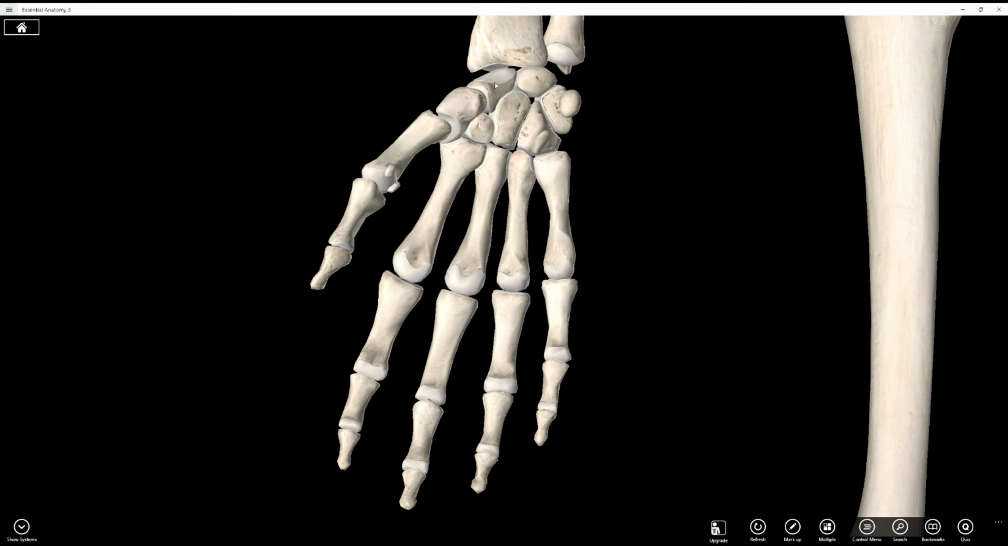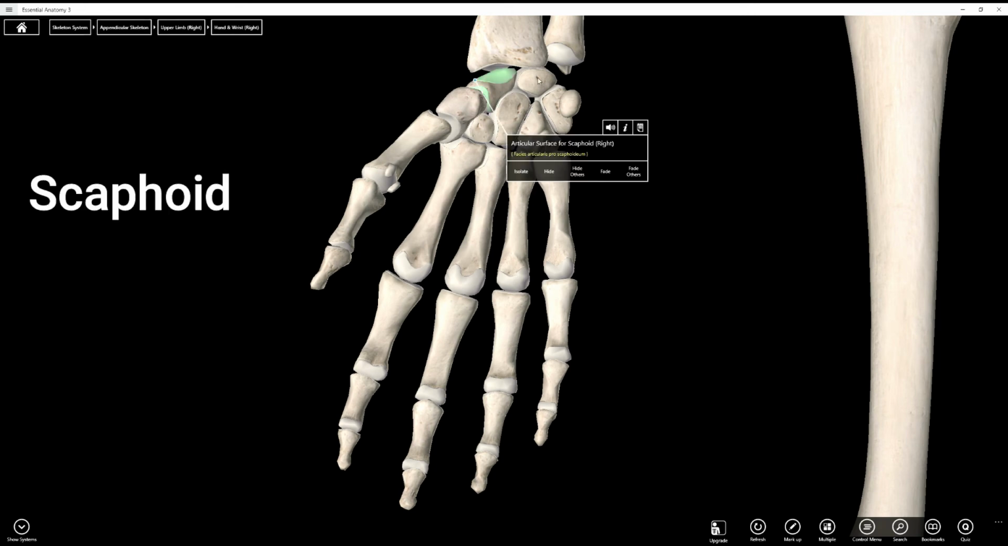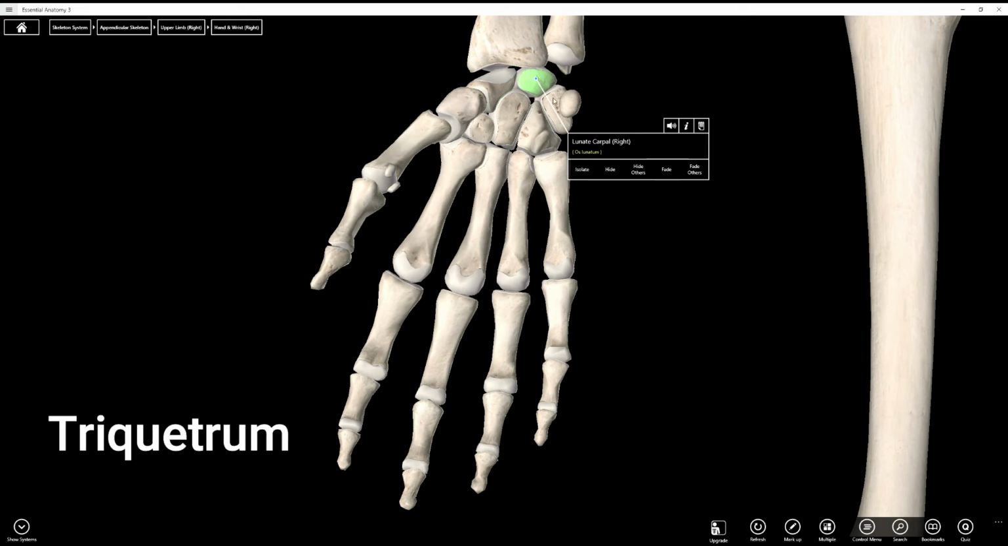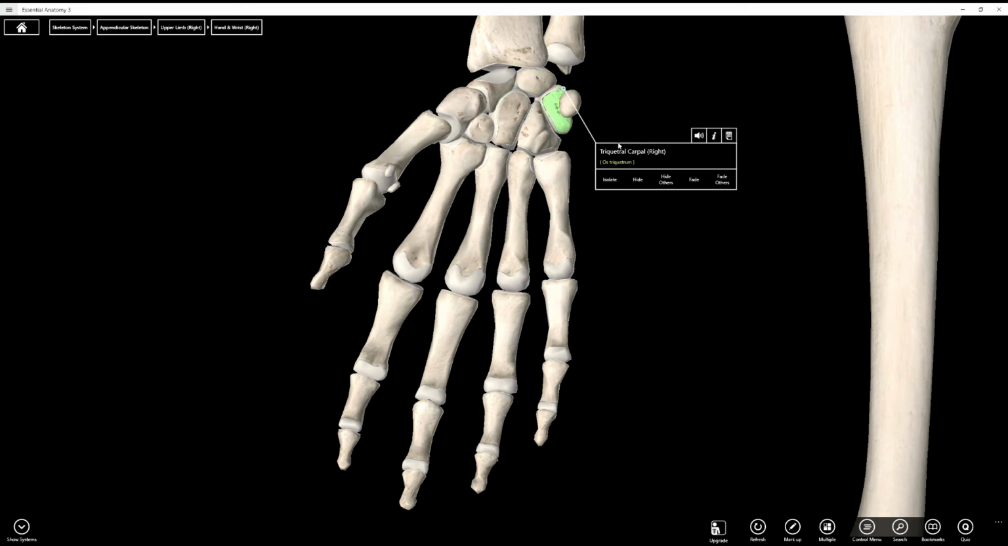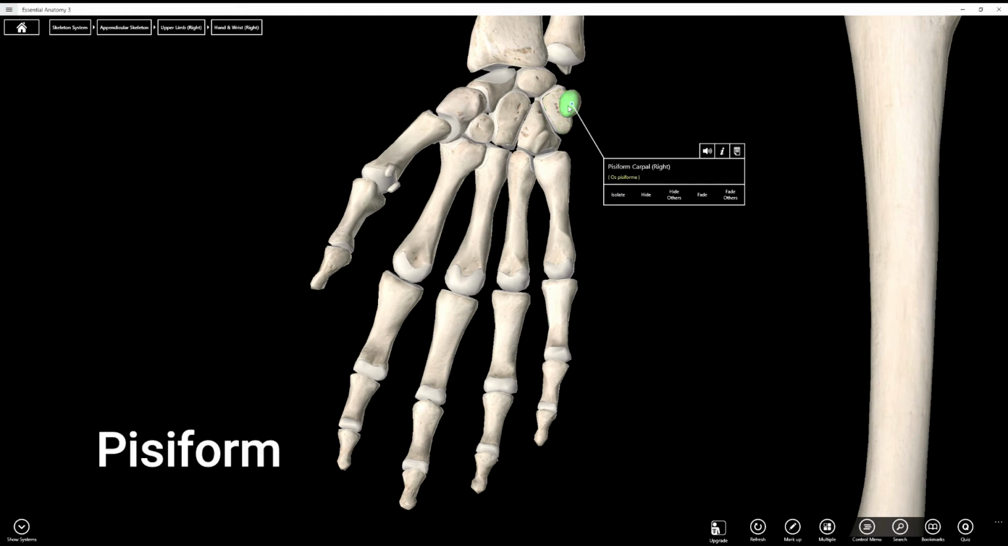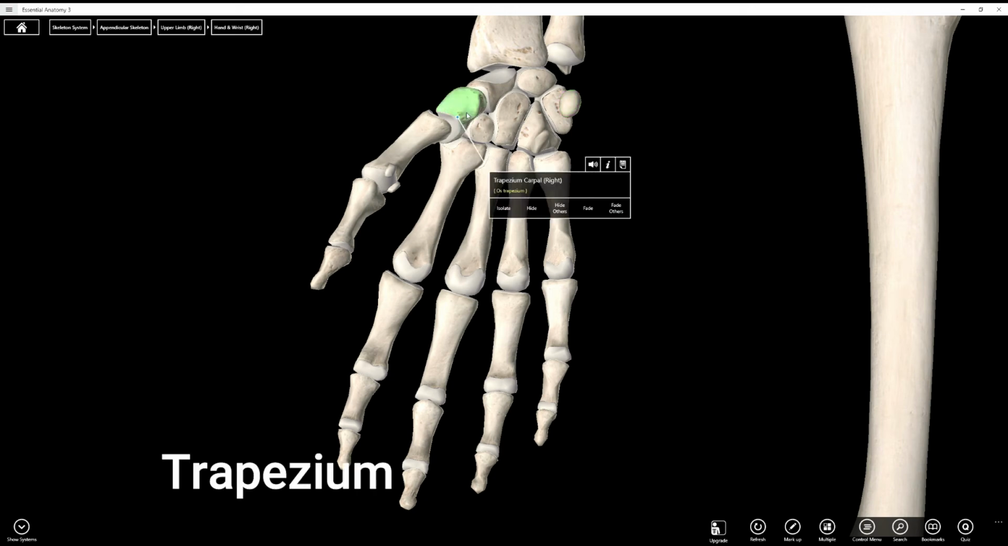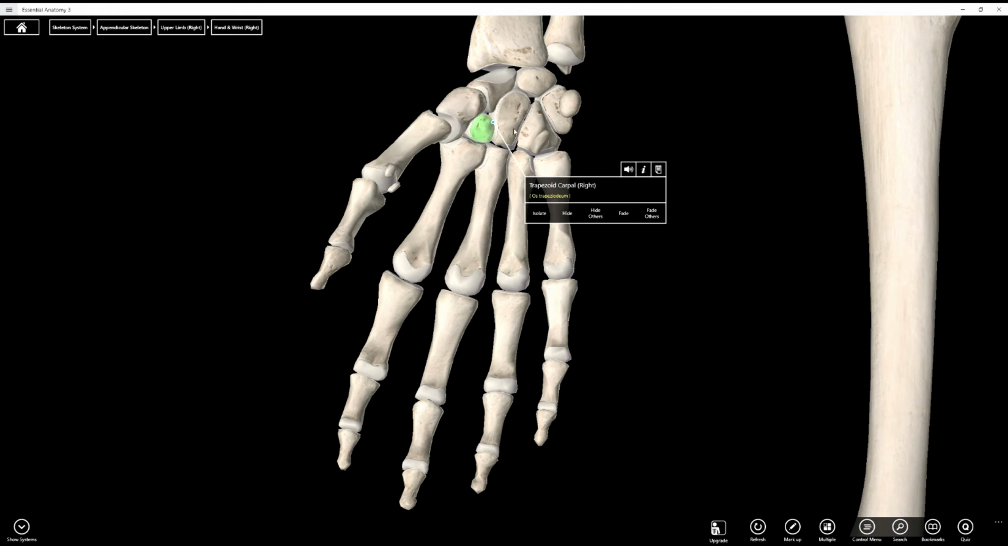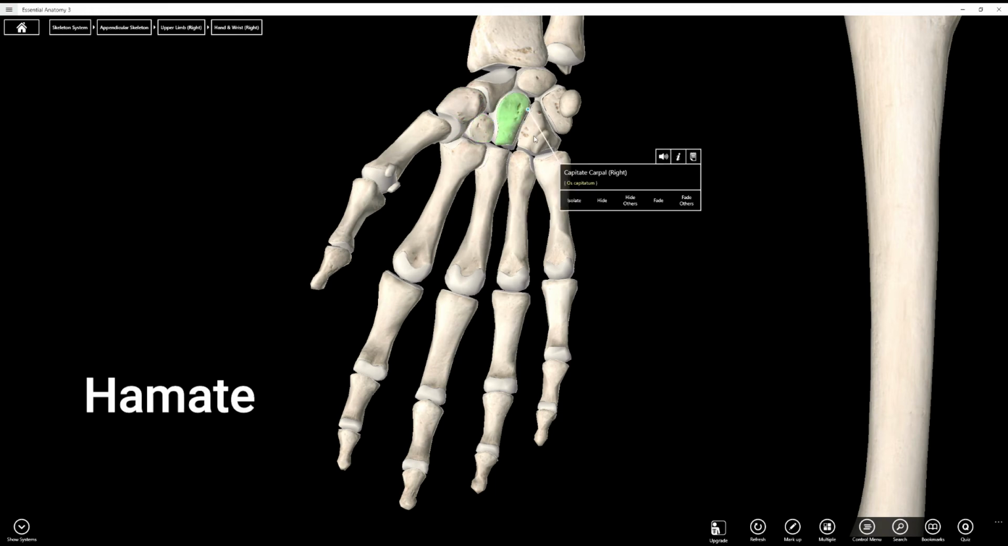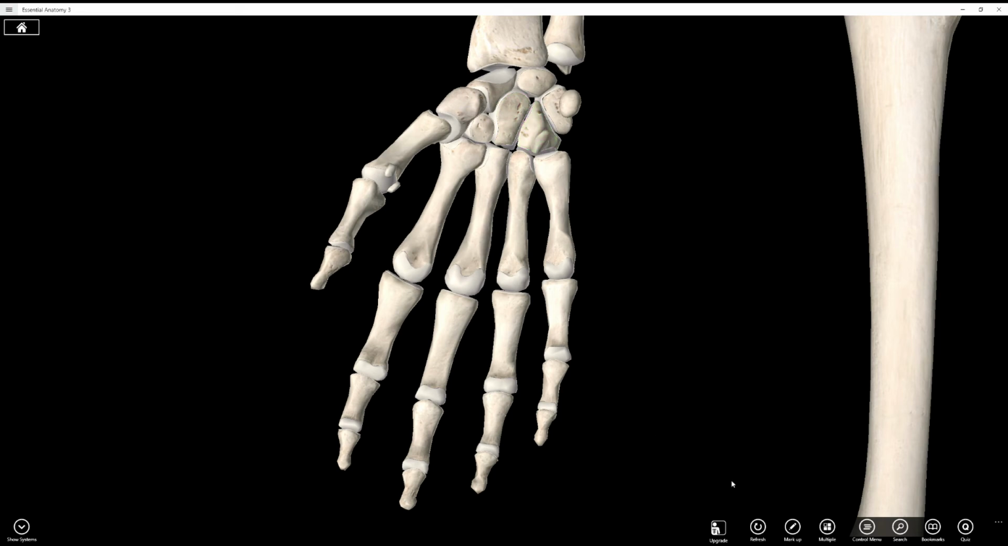Proximal row first. We have the scaphoid, lunate, triquetrum, or triquetral carpal. Triquetrum is fine. Then we have the pisiform. This is actually a sesamoid bone. It floats inside of a tendon that we'll talk about later. And then now in our distal row, we have the trapezium, which is right under the thumb, trapezoid, capitate, and hamate.